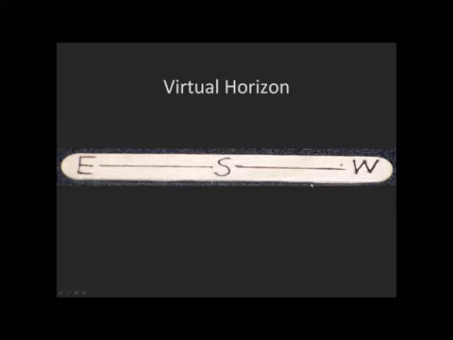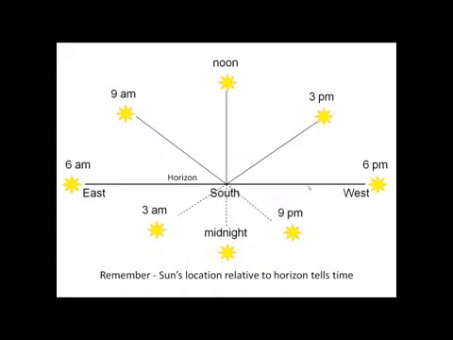The next thing that we're going to use is a virtual horizon. And in this situation, we have a rather glorified popsicle stick. We're always going to see the sun and the moon in the southern part of the sky from the Chicago region. So we have the south in the center, east to our left, and west to our right. So the sun and moon will be rising in the east and setting in the west. And again, remembering that relative to this horizon, the east point, south point, and west point, the position of the sun tells us the time.